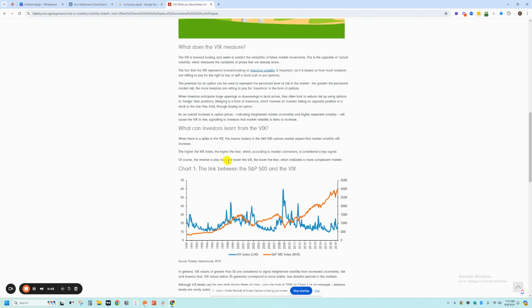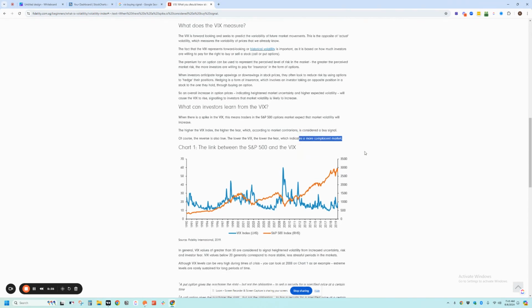Of course, the reverse is true. The lower the VIX, the lower the fear, which indicates a more complacent market. This right here is super important. All right, guys, I don't want to skip over it. When the VIX is high, like yesterday at 65, it can sometimes be considered a buy signal. When the VIX is low, like how it's been the last few months, it means it's a complacent market. And when the market gets complacent, then you're going to have volatility.